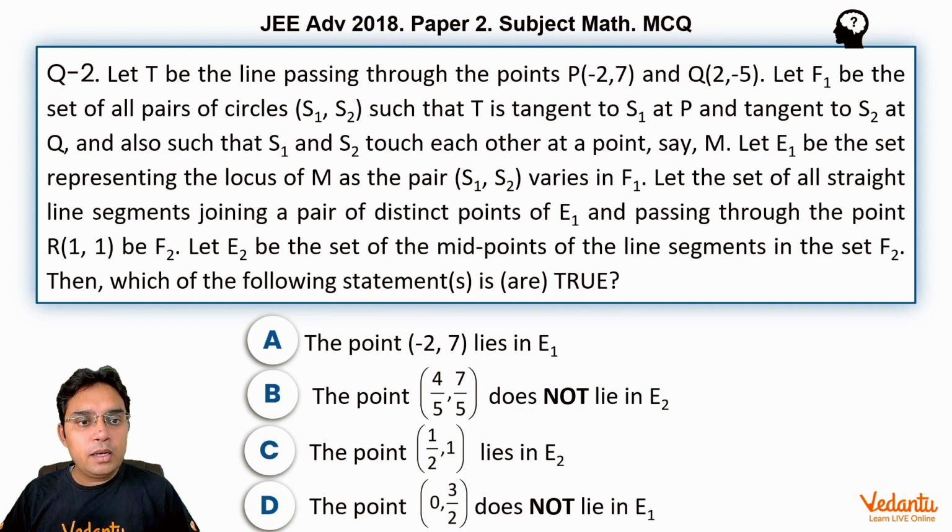the point R (1, 1) be F2. Let E2 be the set of midpoints of the line segments in the set F2. Then which of the following statements are true?